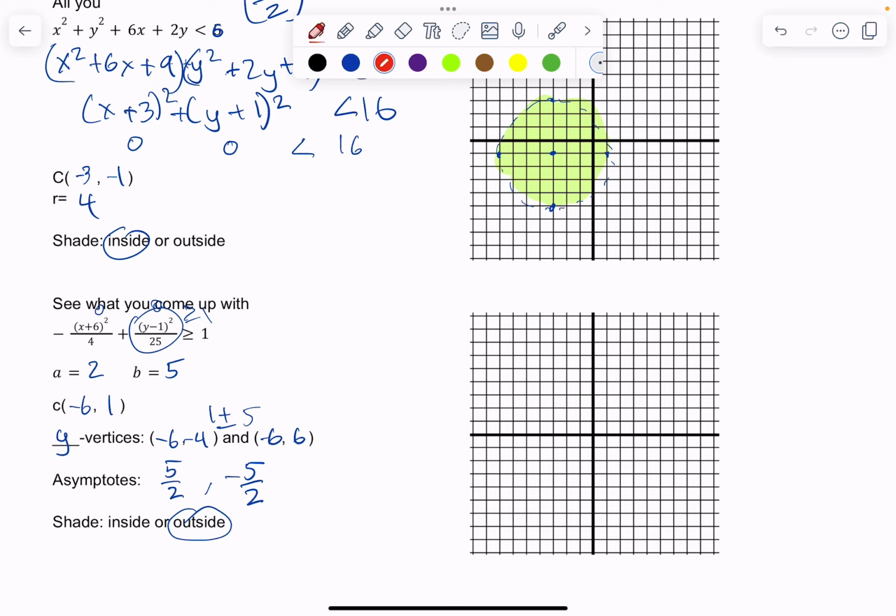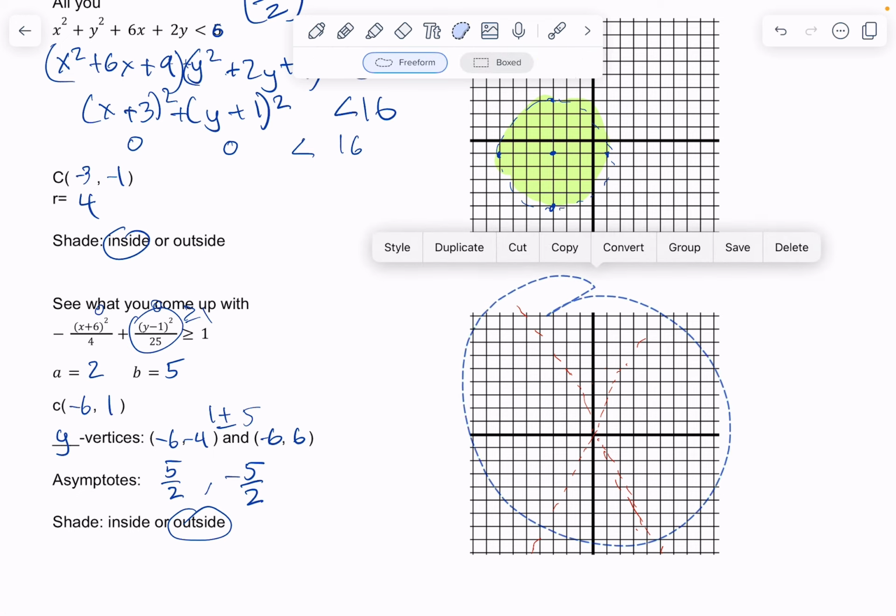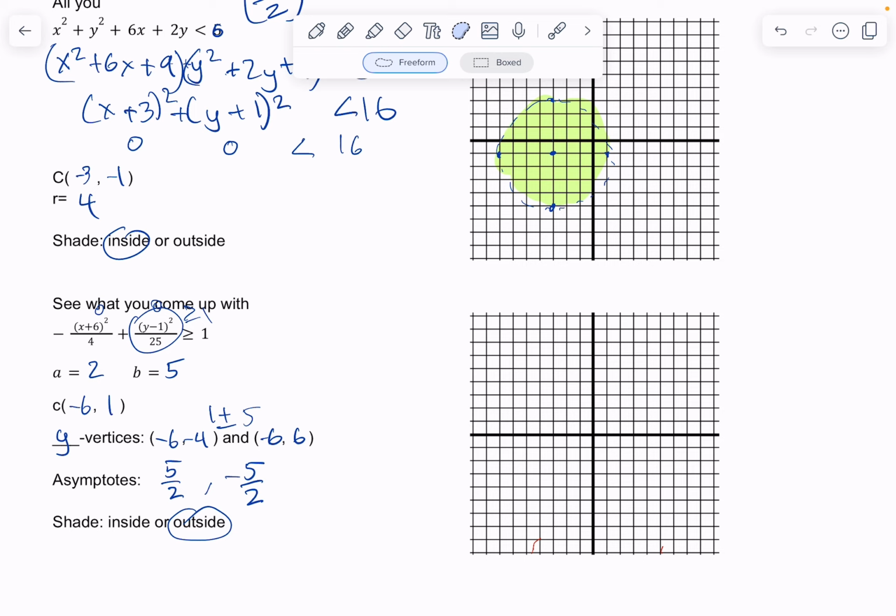Let's draw my asymptotes, which is go up 5 over 2, something like this. Up 5 over 2. Something like that. My vertices, oh wait, take all of that back. I did it from the origin. Not supposed to do it from the origin. Let's try that one more time.